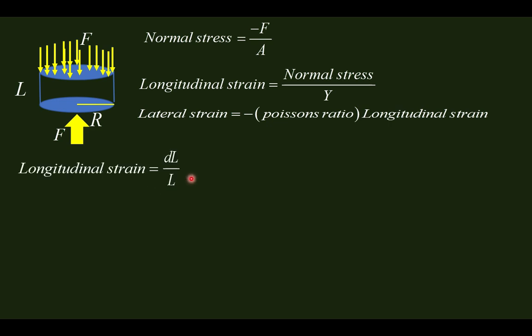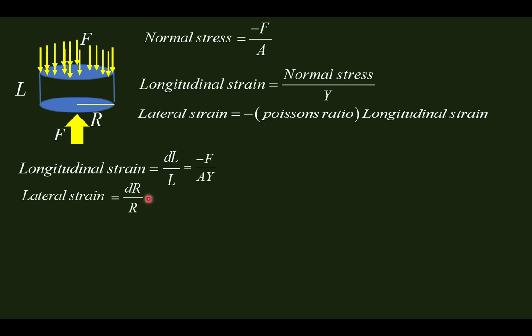Longitudinal strain is dL over L, or delta L over L, and this is equal to normal stress over Young's modulus. Now you can verify why this minus sign is put here: this L will decrease due to the compressive force, so dL has to be negative. To get that negative, we put a negative sign in the stress itself, and we can say that a minus sign is associated whenever we have a compressive force acting on a section.